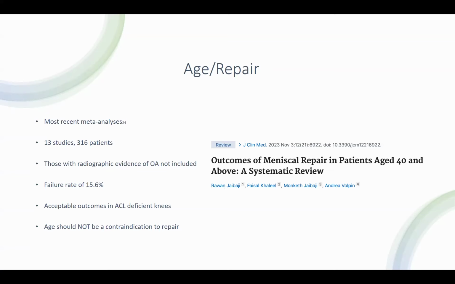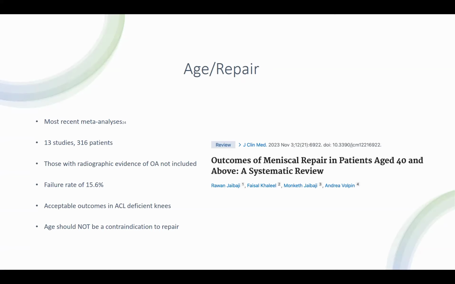Jabaji demonstrated excellent outcomes in patients greater than 40 following repair in their most up-to-date meta-analysis published in 2023. 13 studies and 360 patients were included. Patients with radiographic evidence of OA were either excluded in the reported publications or preferentially underwent partial meniscectomy. The overall failure rate was 15.6%, similar to previous publications in the literature for all comers.